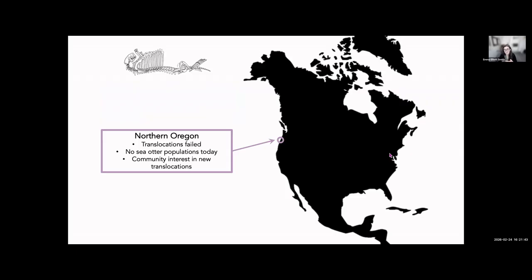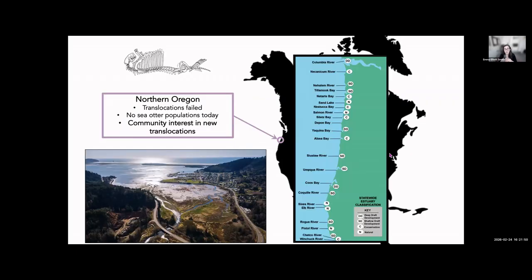But there is a lot of renewed interest, driven predominantly by tribal communities in the region, to bring sea otters back to Oregon. But the big question when thinking about translocations is, where do we put these animals to give them the best shot at survival and establishing populations? And advocates for new translocations in Oregon have argued for estuaries and soft sediment habitats. So the map I'm showing here shows just some of the many estuaries that are present in Oregon. And so it's thought that these might be a good place for sea otters.